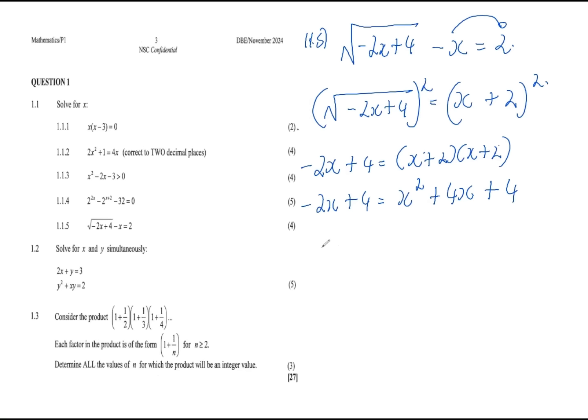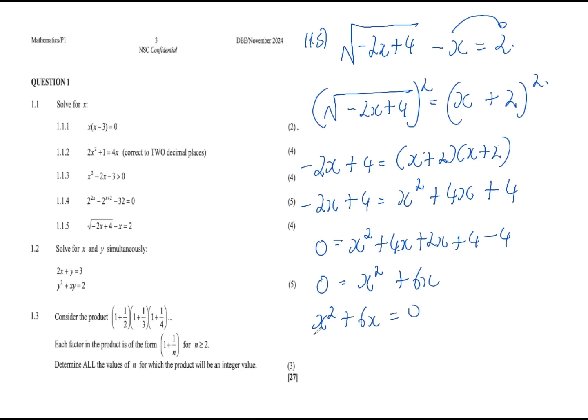If we take this all over to that side, we have x squared plus 4x plus 2x and then plus 4 minus 4. So there's the 0 there. Then we're going to have 0 is equal to x squared, 4x plus 2x, that's 6x, 4 minus 4, that's 0, right? So let's rearrange it. We're going to have x squared plus 6x equal to 0. The common factor between the two terms is x. So factor out x, we're going to have x times x plus 6 equal to 0.